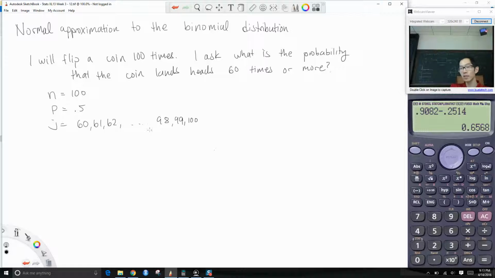Okay? This is like 41 calculations you'd have to do. A computer can do all 41 very quickly. But if we were to try to even ballpark this answer by hand, it would be very terrible to do. So this is where the normal approximation comes in handy. And an interesting thing is that for large n, the binomial distribution looks very much like the normal distribution.